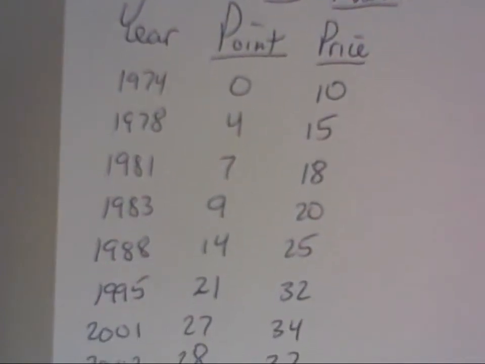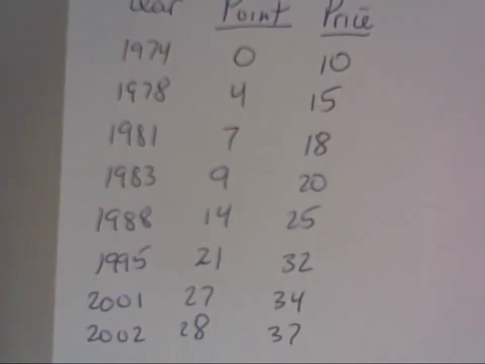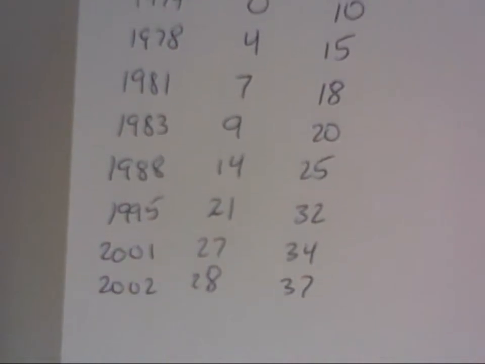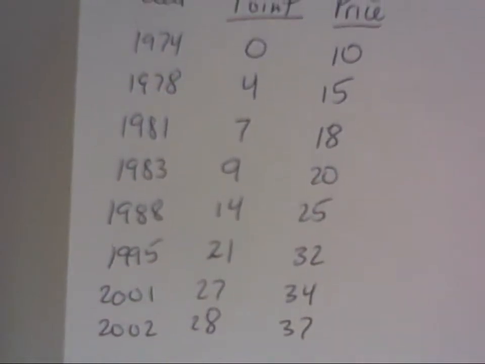So I'm doing number 31 from your textbook on page 237, and it talks about the price of a stamp. In 1974 it was 10 cents, and the last year, in 2002, it was a 37-cent stamp. So we want to put this information into our calculator.